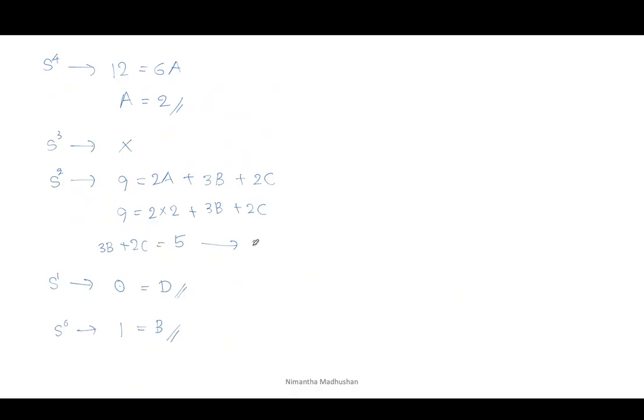From this one, 3 into 1 plus 2C is equal to 5. 2C is equal to 2. C is equal to 1. These are the values for A, B, C, and D. Then I can write the final equation. Z LC is equal to 2s plus 1 over 2s plus s over 3s squared plus 1. This is the partial fraction expansion of the given impedance function.